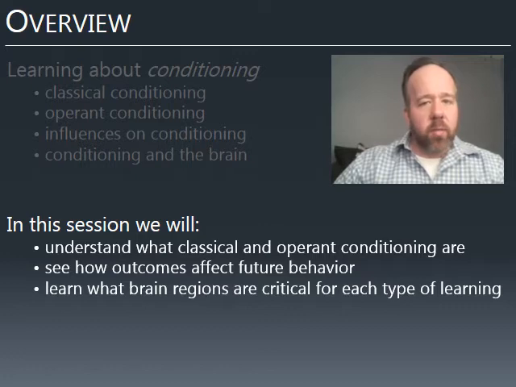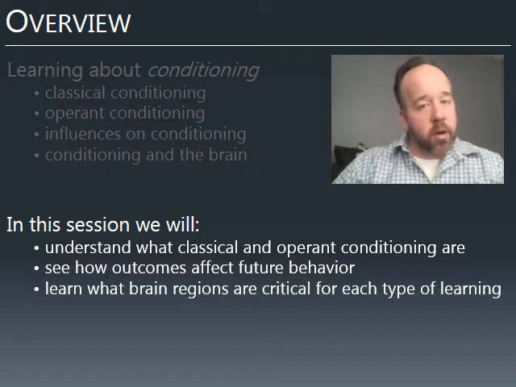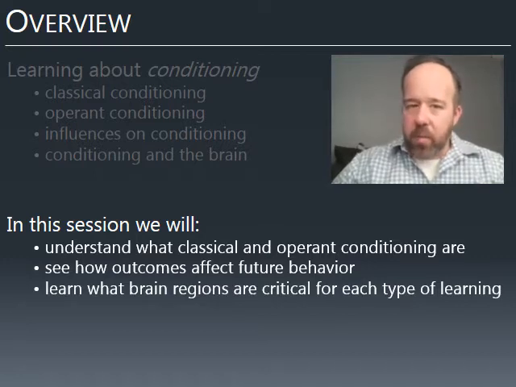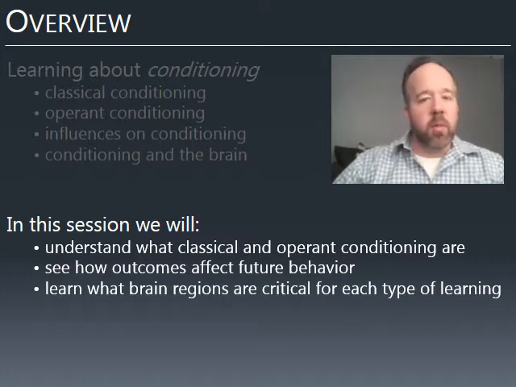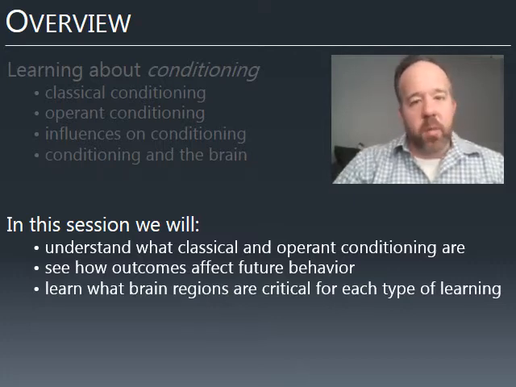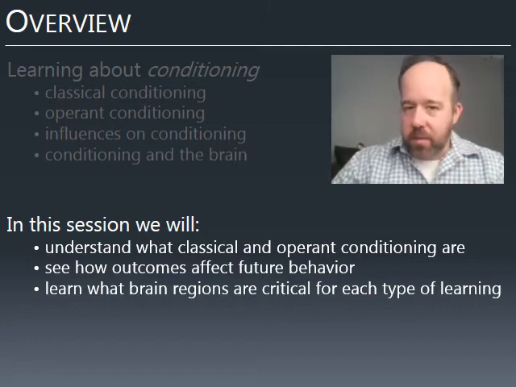We'll also see what regions of the brain are important for each type of conditioning. And depending on the form of conditioning you're using, different brain regions are important. If you remove part of the brain, then you may lose the ability to be conditioned in one sense, but still retain it in another sense.